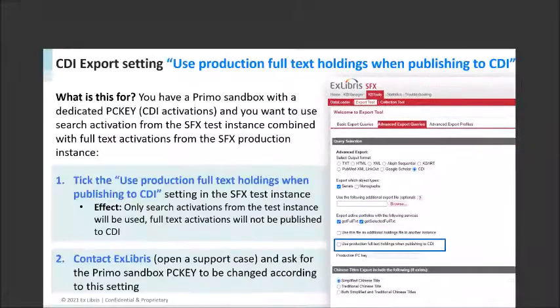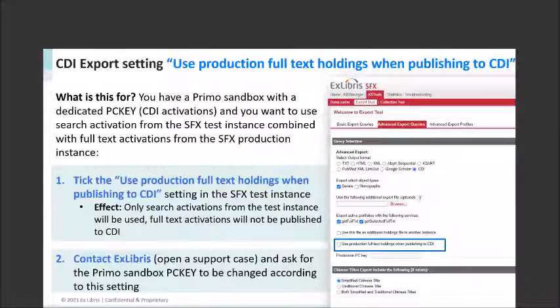Another thing that's important in the export, and that's a little bit different and something that we wanted to alert customers to, is an option in the CDI export to use the production full text holdings when publishing to CDI. What is this for? If you have a Primo sandbox with a dedicated PC key and you want to use the search activations from the SFX test instance combined with the full text activations from the production instance. So for example, your SFX test instance is not kept up to date and you don't have any full text activations there, but you do want to play around with the search, the discovery activations, then you can use this option.